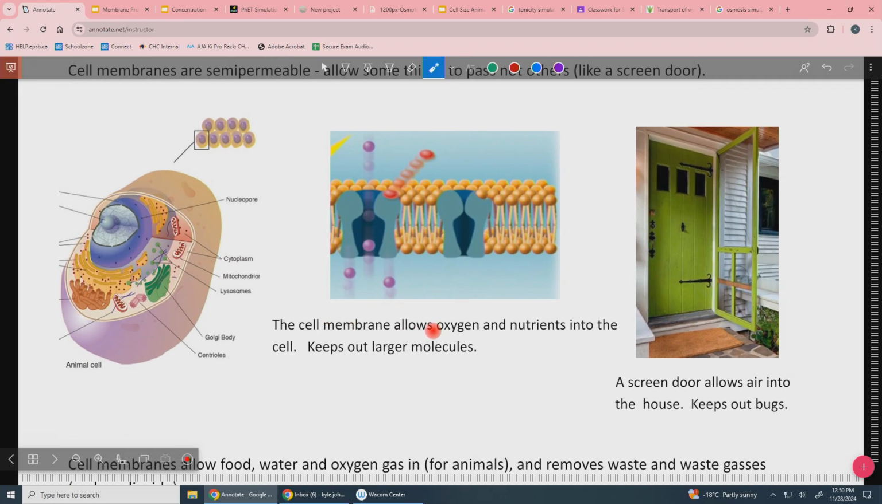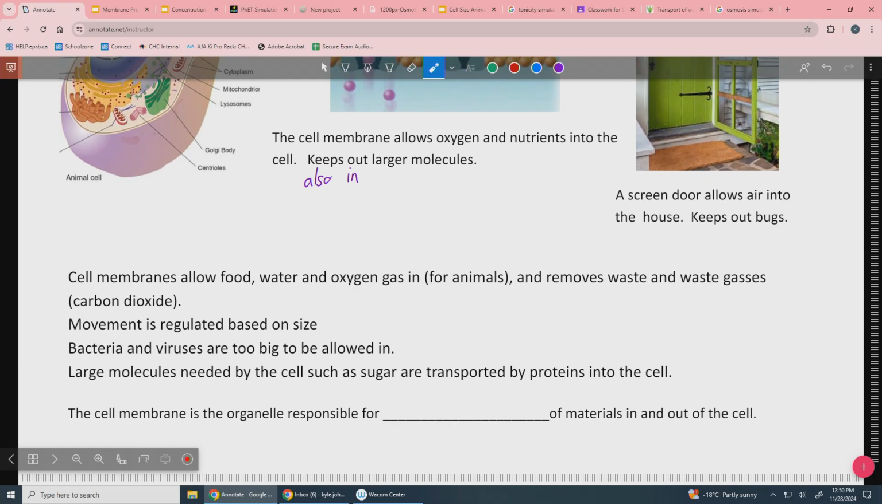Similarly, the cell membrane allows oxygen and nutrients into the cell. It keeps out larger molecules. It also keeps in larger molecules, because it would be a shame if you lost all of your organelles from inside your cell. All of these are trapped inside, and then some nutrients are allowed to move in. Cell membranes allow food, water, and oxygen gas in for animals, and then remove wastes and waste gases like carbon dioxide. Movement is regulated based on size.